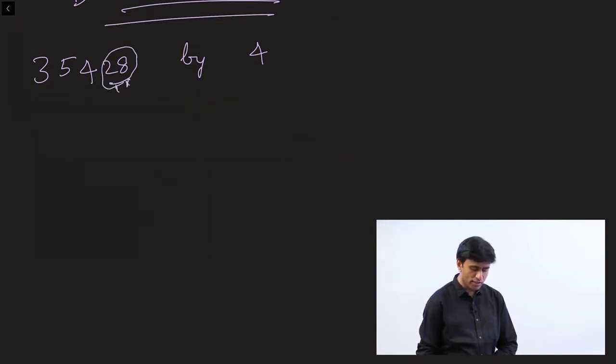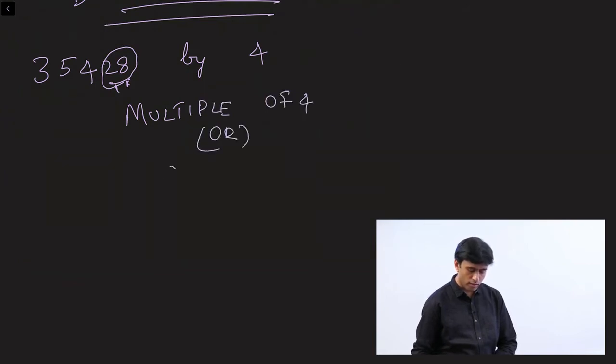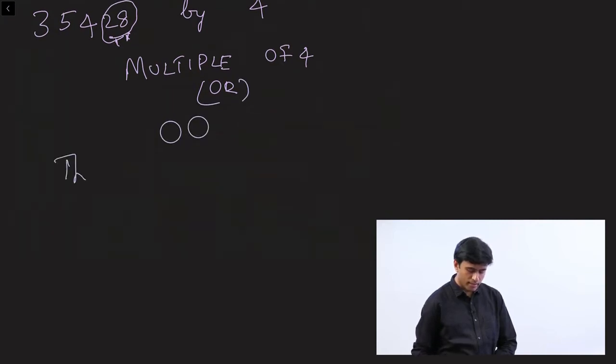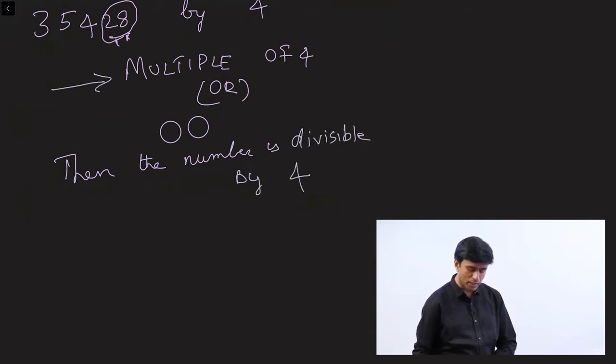If the last two digits is a multiple of 4 or 00, then the number is divisible by 4. So you need to look for the last two digits and see if it's a multiple of 4 or if the last two digits has double zeros.